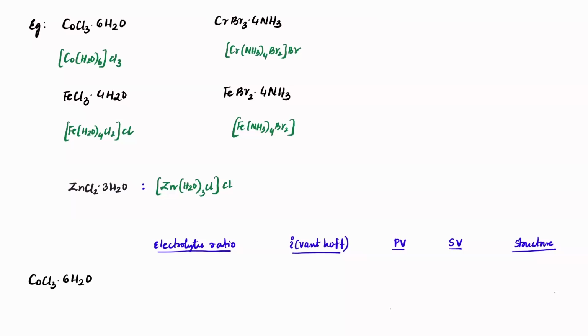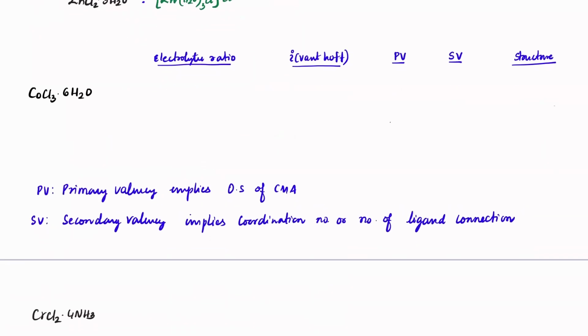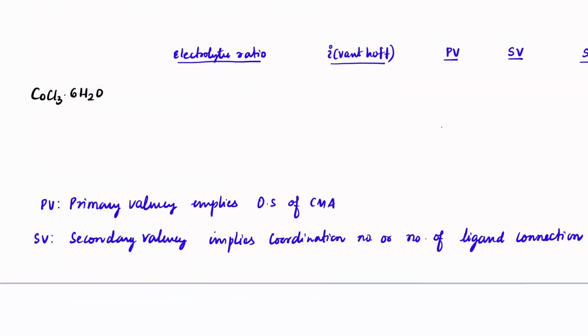Now, what are all the basic properties which a complex will have? That depends upon how you represent it. For example, if you have CoCl3.6H2O, we just learned how to represent it. That is cobalt with H2O 6 times, and there are three chlorines outside. Electrolytic ratio means what will be the ratio of these two? If you split them, it looks like [Co(H2O)6]3+ and 3 Cl-. So there is one cation to three anions. That is called the electrolytic ratio. So one cation versus three anions.